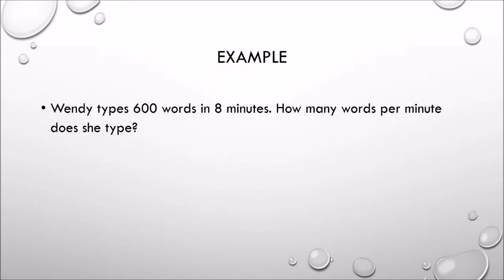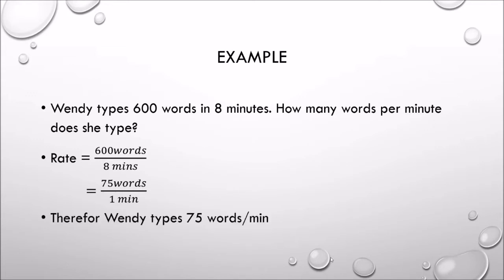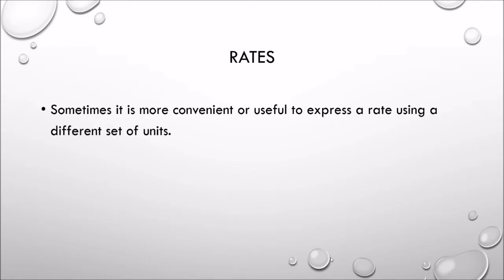So let's think of Wendy. She's typing 600 words in 8 minutes, and we want to know how many words per minute she can type. So our first thing is we want to write it as a rate. So 600 words divided by 8 minutes. So that's 75 words per 1 minute. So we would write it as Wendy types 75 words per minute.